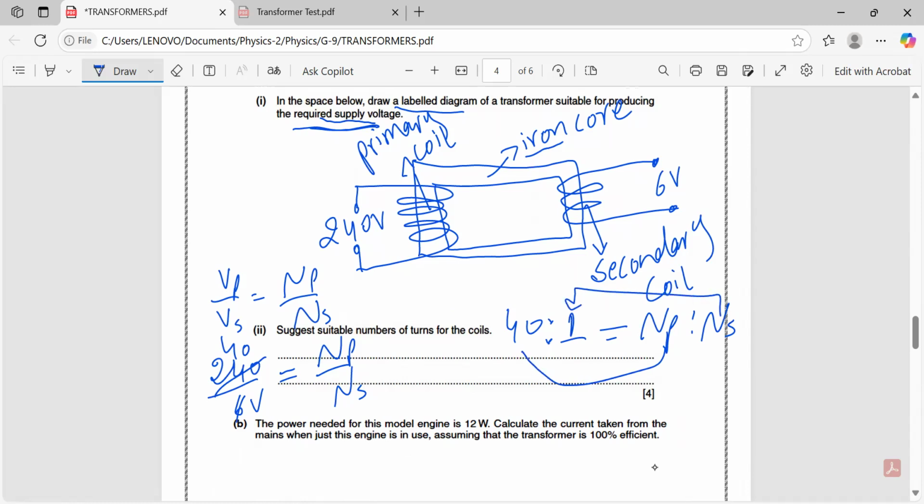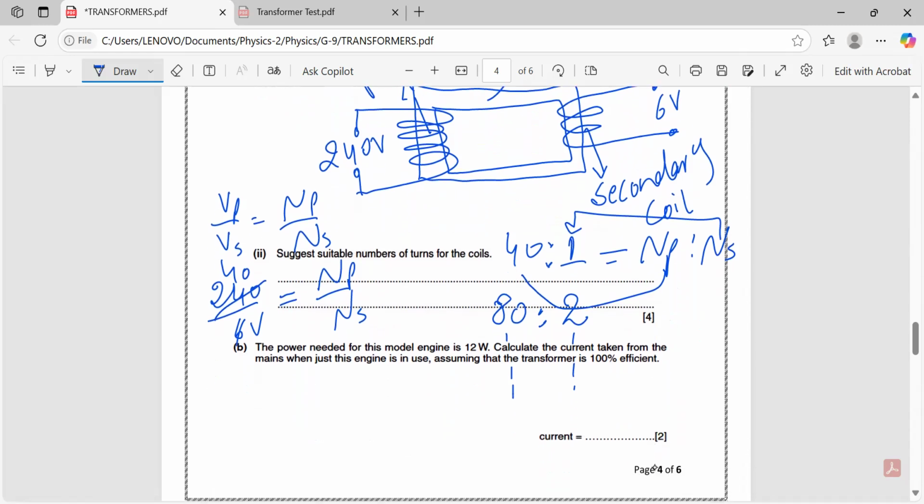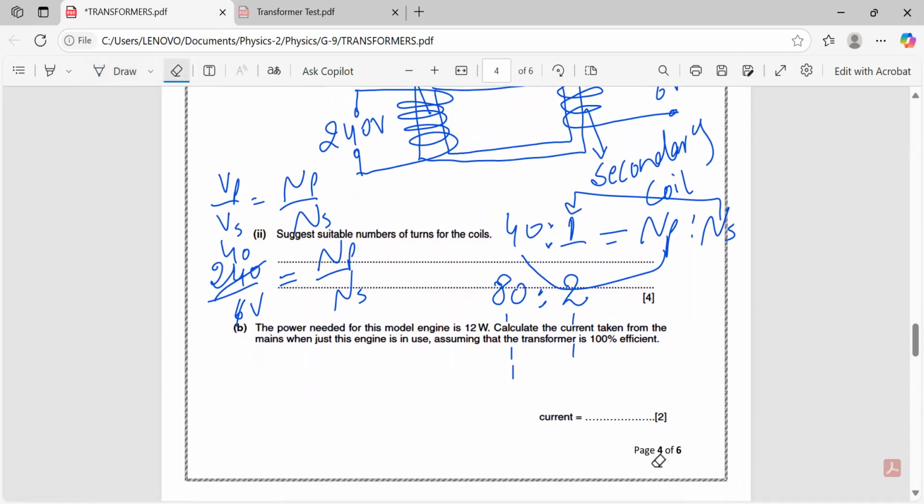It's not necessary that you write 40 ratio 1. You can write any other numbers as well, which should be in the ratio of 40 and 1. For example, I can also write 80 ratio 2, because when you solve this, you will get 40 ratio 1 again. You can increase them, but make sure that it will be in the ratio of 40 and 1. Moving on to the next part.